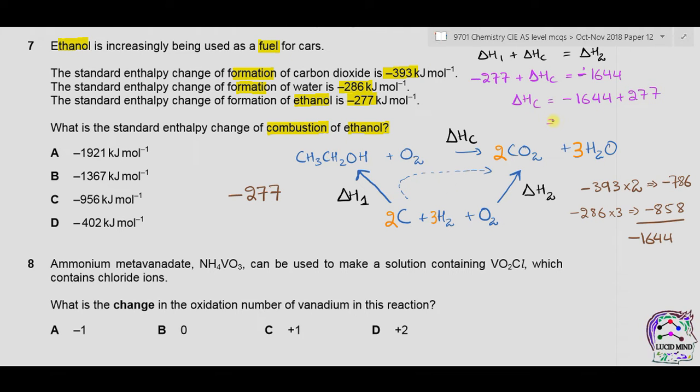Now the enthalpy change of combustion comes to minus 1367 kilojoules per mole. The answer is therefore B.